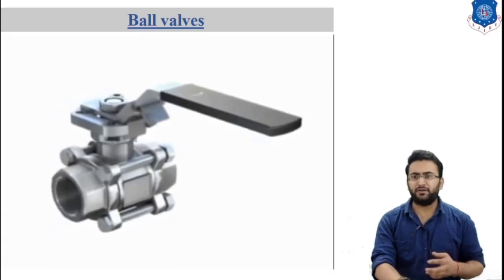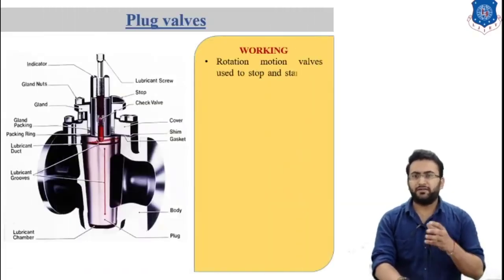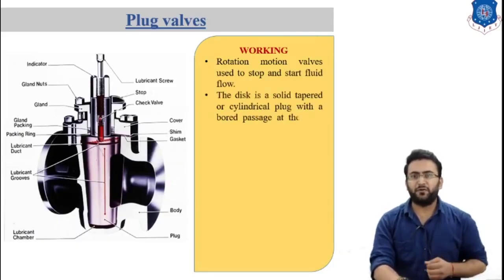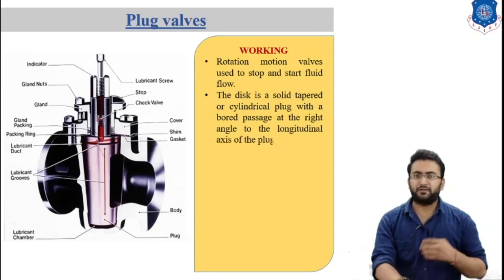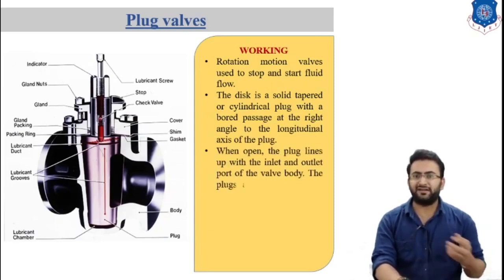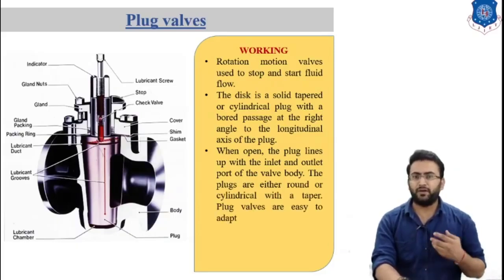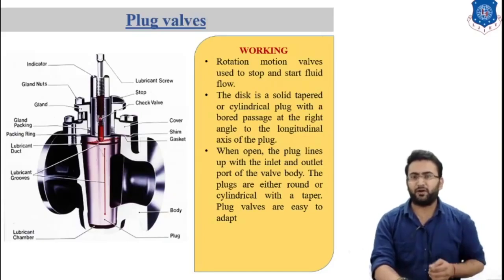Now let's talk about the next valve, which is the plug valve. Plug valve is also a rotational motion valve which is used to stop and start fluid flow. The disc is a solid tapered or cylindrical plug with a bore passage at a right angle to the longitudinal axis of the plug. When open, the plug lines up with the inlet and outlet port of the valve body. The plugs are either round or cylindrical with a taper. Plug valves are easy to adapt.